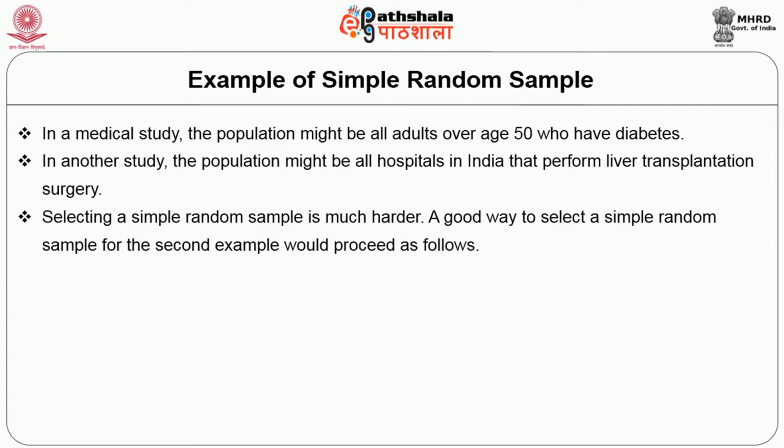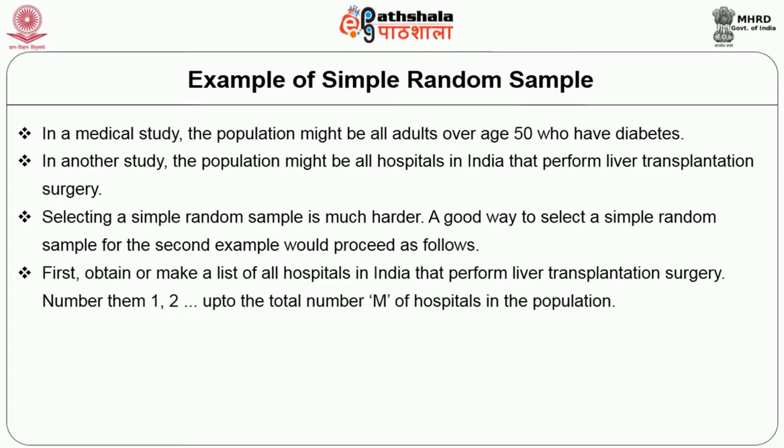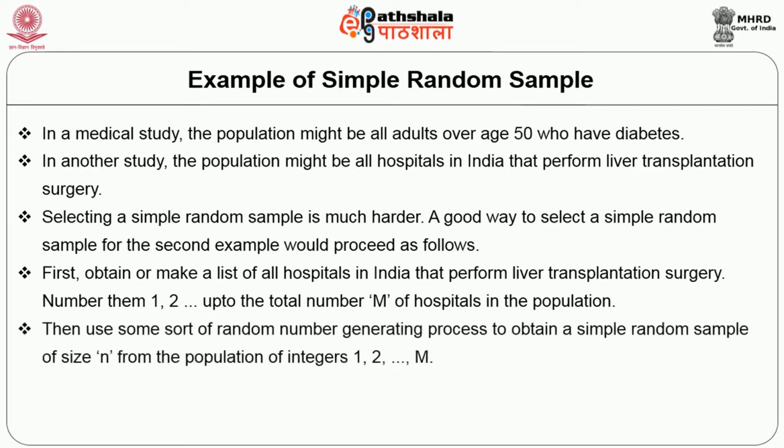A good way to select a simple random sample for the second example would proceed as follows. First, obtain or make a list of all hospitals in India that perform liver transplantation surgery. Number them 1, 2, etc. up to the total number, capital M, of hospitals in the population. Such a list is called a sampling frame. Then use some sort of random number generating process to obtain a simple random sample of size small n from the population of integers 1, 2, etc.